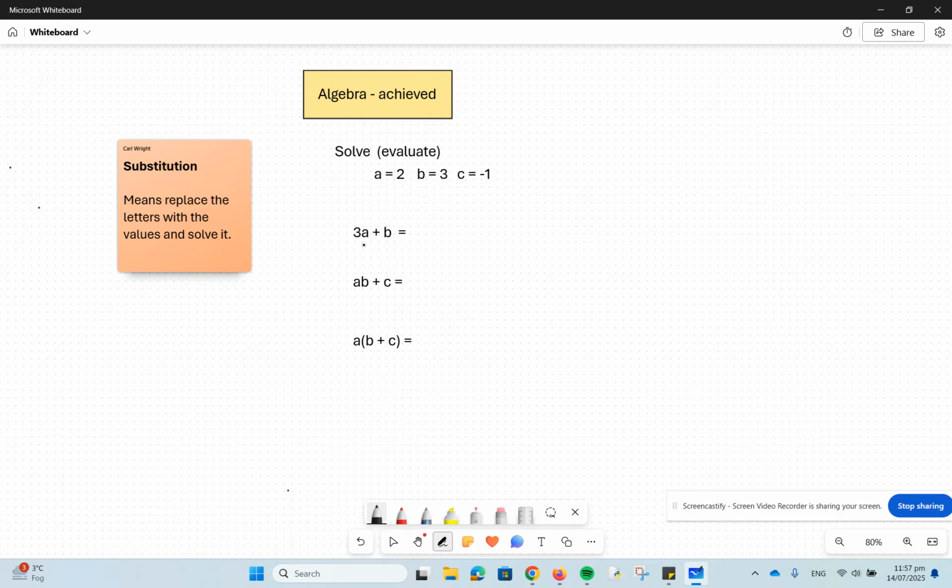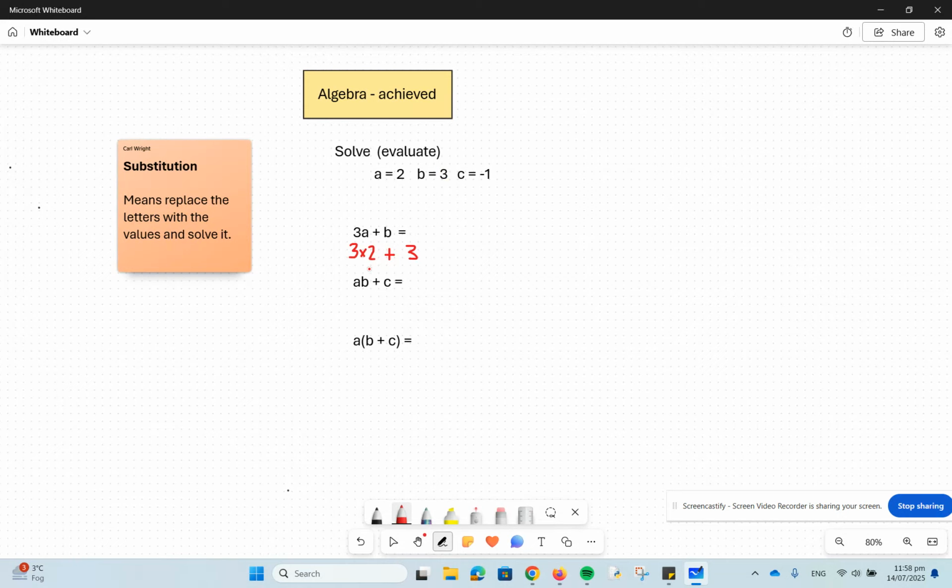Okay, so 3a, when I substitute the a, I'm putting 2 instead. So I'll just write it underneath so you can see it. Instead of 3a, it would actually be 3 times, and a becomes 2, so I'd write 3 times 2. So 3 times a is 3 times 2 there. Okay, and it says plus b, so plus stays the same, we'll just put a plus there, and b gets replaced by a 3, so we'll do that.